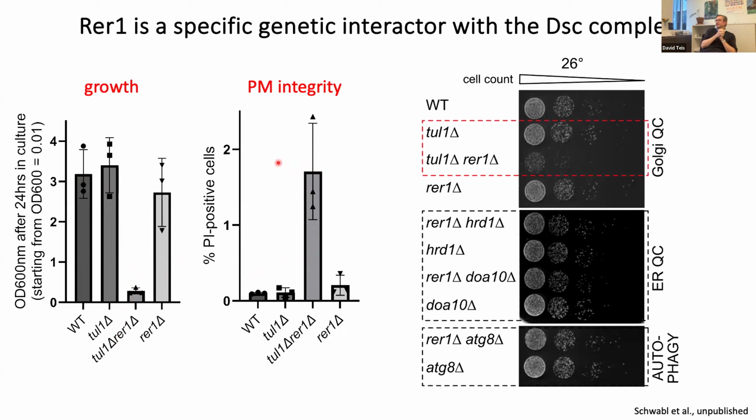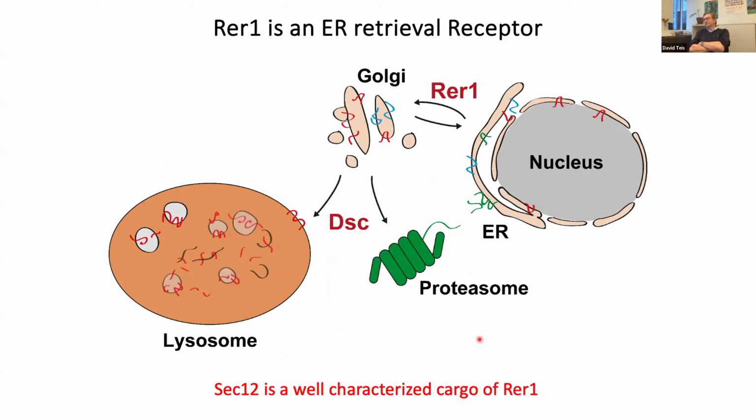And then we asked, does RER1 specifically interact with the E3 ligase at the Golgi, or does it also interact with other quality control systems in the cell? But it does not. So you can knock out RER1, and at the same time delete ERAD E3 ligase, and you do not see a genetic interaction. And you can do the same with autophagy. So this genetic interaction with RER1 is specific for Golgi quality control processes and not for ER quality control processes or autophagy. So what is RER1?